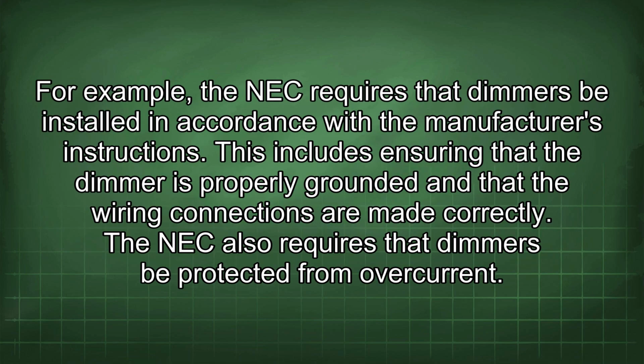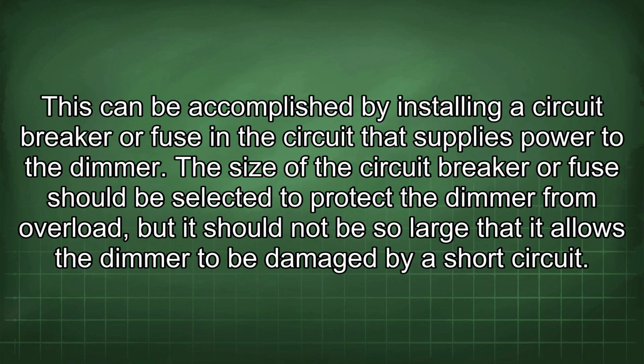For example, the NEC requires that dimmers be installed in accordance with the manufacturer's instructions. This includes ensuring that the dimmer is properly grounded and that the wiring connections are made correctly. The NEC also requires that dimmers be protected from overcurrent. This can be accomplished by installing a circuit breaker or fuse in the circuit that supplies power to the dimmer. The size of the circuit breaker or fuse should be selected to protect the dimmer from overload, but it should not be so large that it allows the dimmer to be damaged by a short circuit.